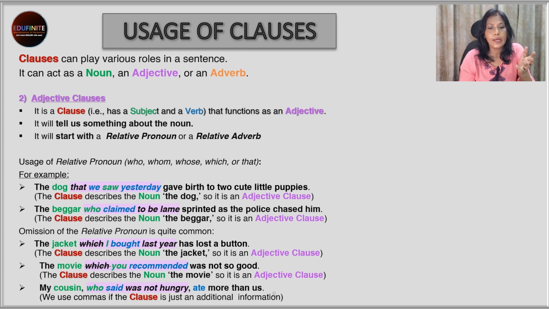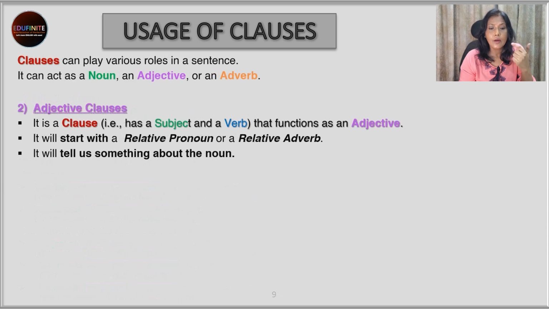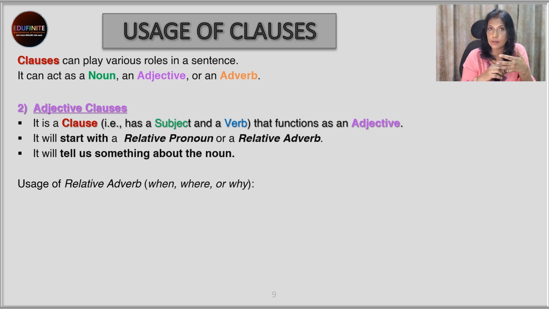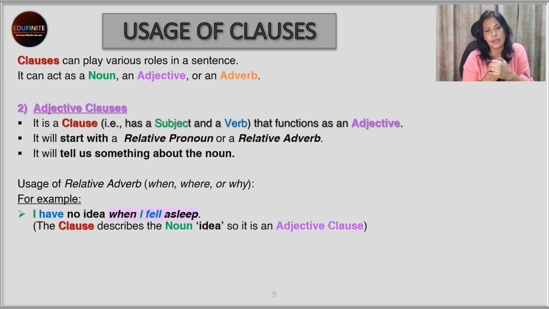The next one is adjective clause, the usage of relative adverbs. We've already studied the use of relative pronouns. Now it's the relative adverbs. When, where or why, these are some of the relative adverbs. For example, I have no idea when I fell asleep. The clause when I fell asleep is an adjective clause. Why? Because it is telling us about the noun idea. I have no idea when I fell asleep.